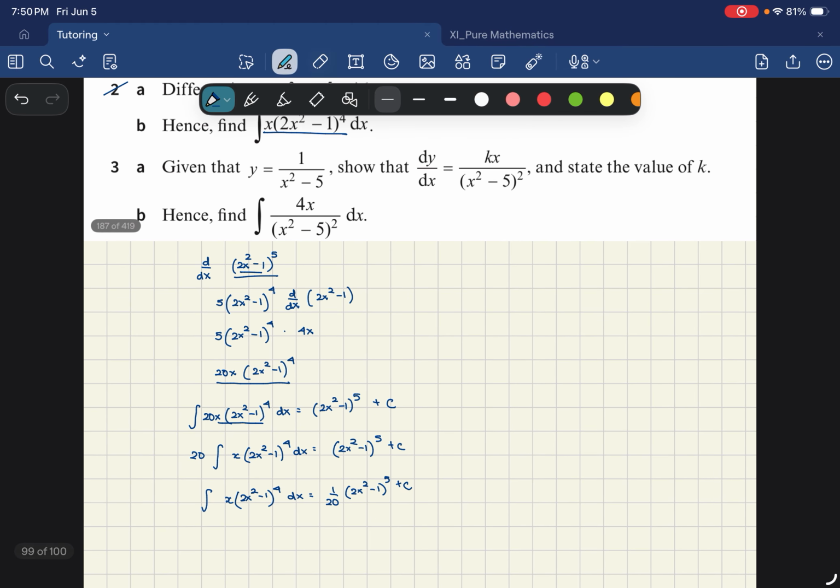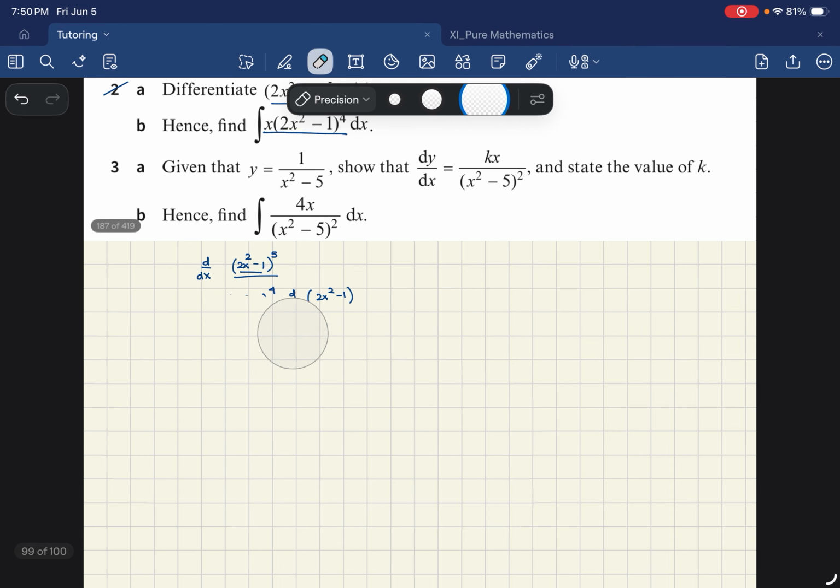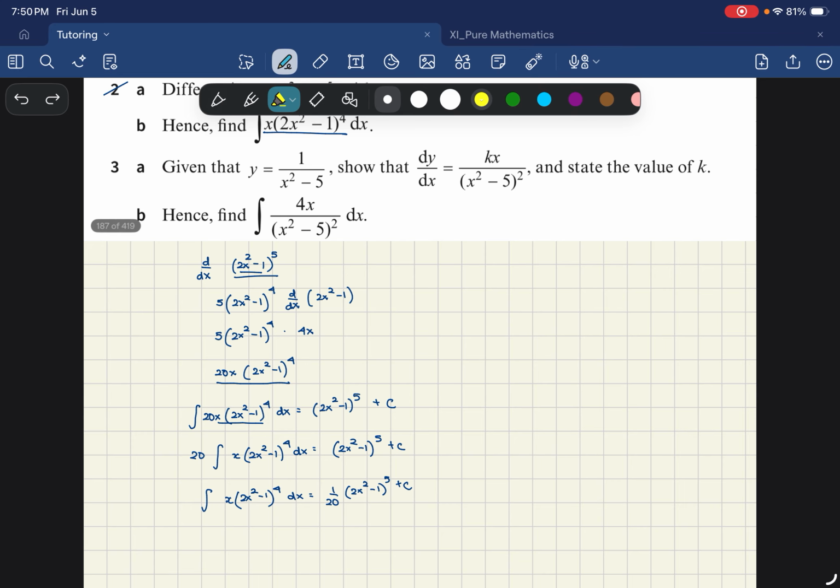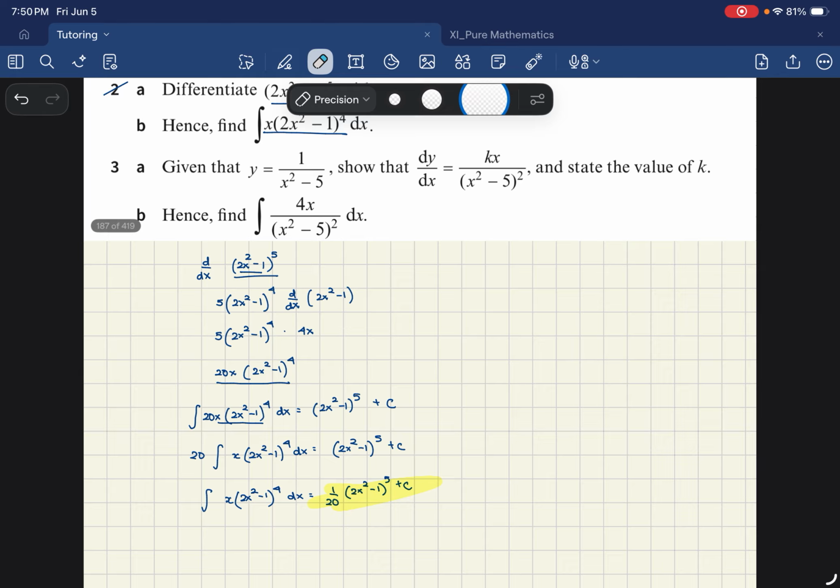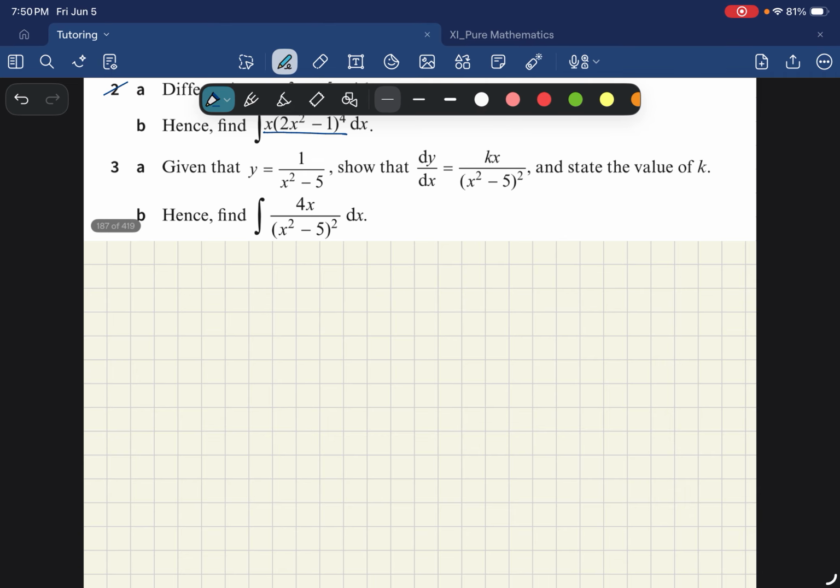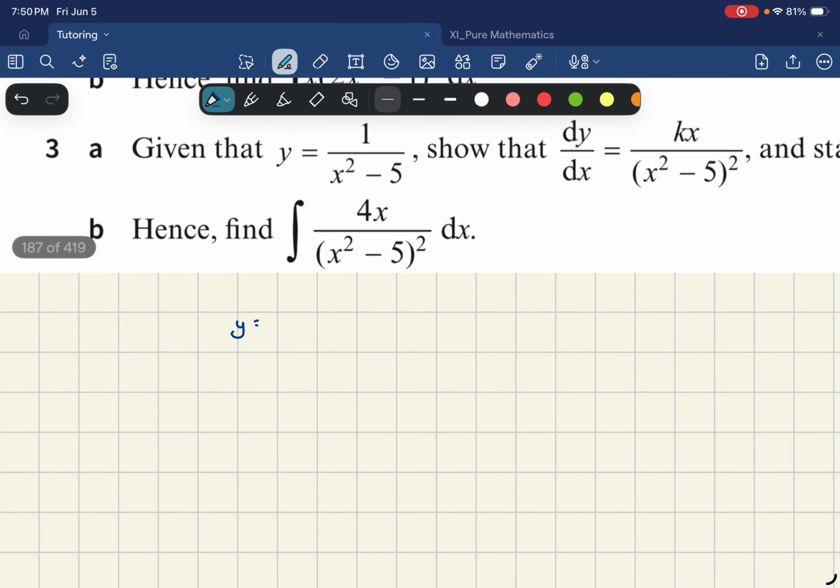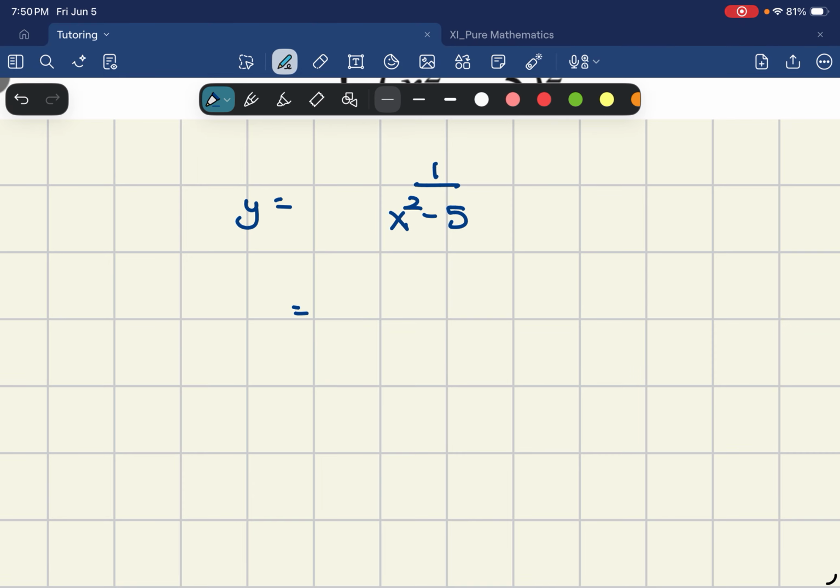And question 3 is similar. All right. Sorry, let me highlight the answer very quickly for you. But okay, 1, 2, 3. I'm going to erase it now. All right. Question 3, very, very similar. y is equal to 1 over x squared minus 5. Show that dy by dx is something. So just differentiate this, right? That is what the question is asking me to do.